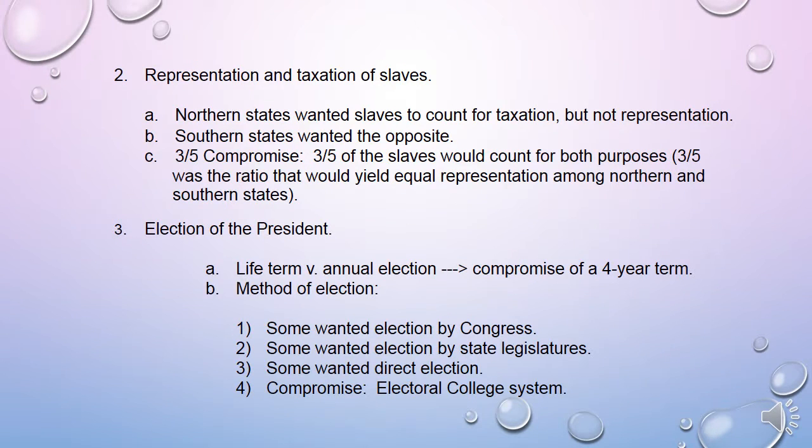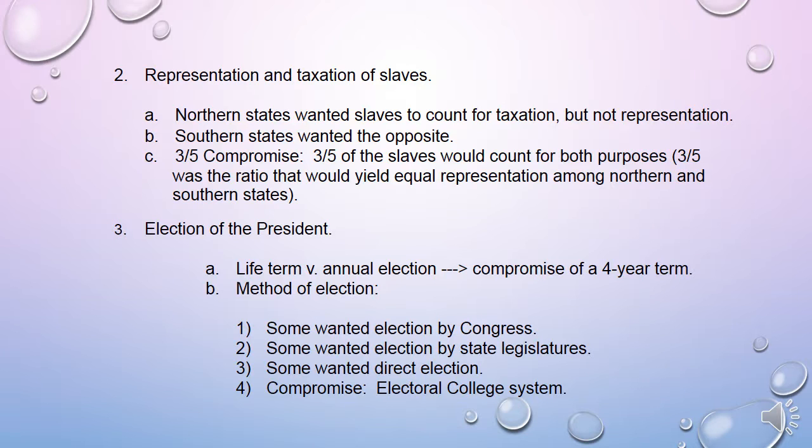All right, so next comes representation, taxation of slaves. So the northern states wanted slaves to count for taxation, but not representation. So they didn't want more people from the South to be in the House. They just wanted their money. So southern states wanted obviously just the exact opposite. So they came up with what was called the Three-Fifths Compromise.